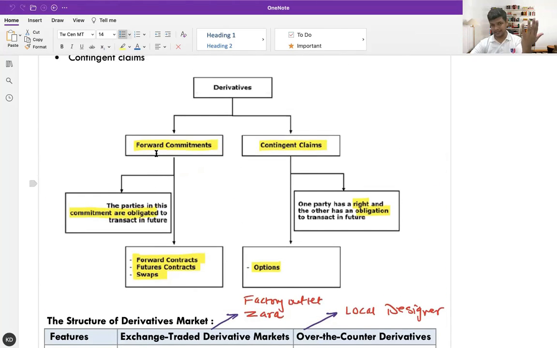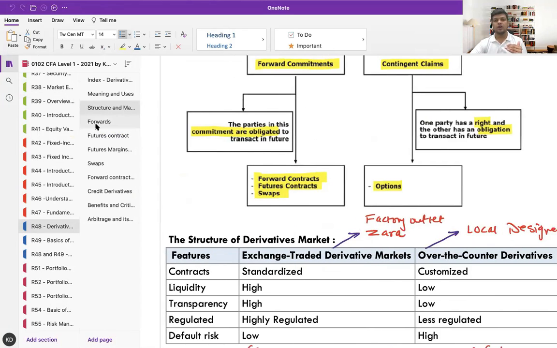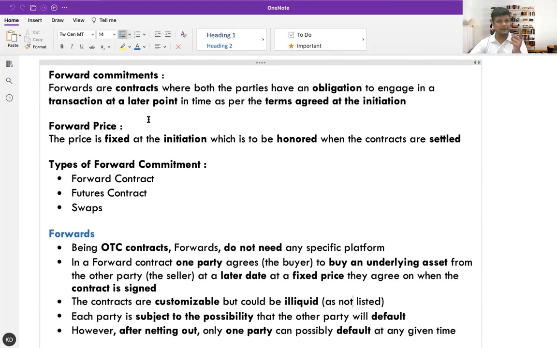We will first begin with the forward commitments. Within the forward commitments, you have three parts: forwards, futures, and swaps. So let's start with forward commitments. Why is it called forward commitments? Because there is an obligation for the buyer and seller to honor the contract which they have come into. So forwards are contracts where both the parties have an obligation. Very important: both the parties means buyer and seller.